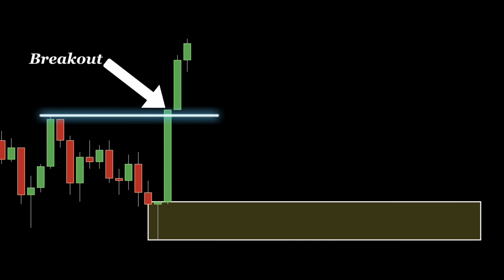See how it broke above a key resistance level, creating new highs. This breakout signals that smart money was involved in pushing the market higher, trapping retail traders along the way. This is a classic sign of a powerful demand zone formed by institutional buying.